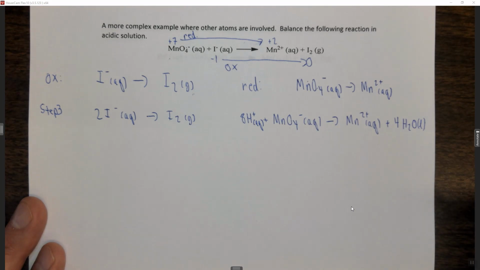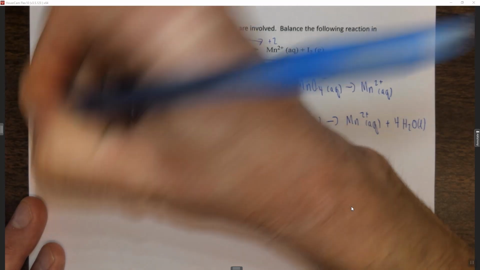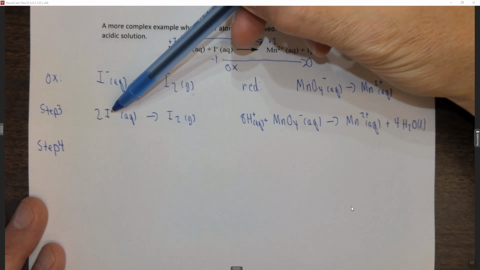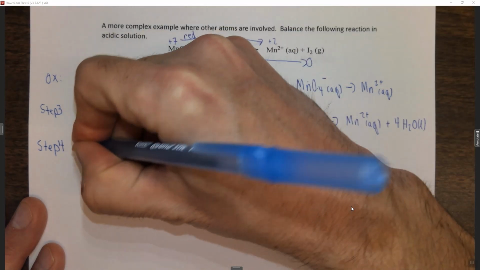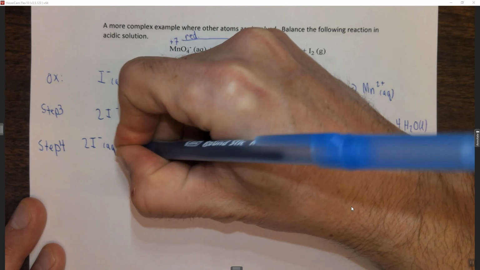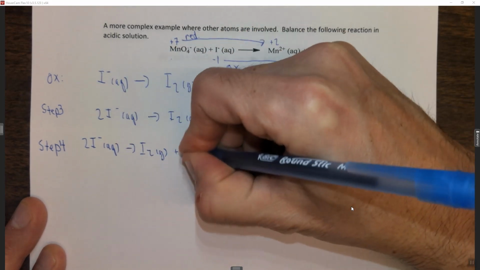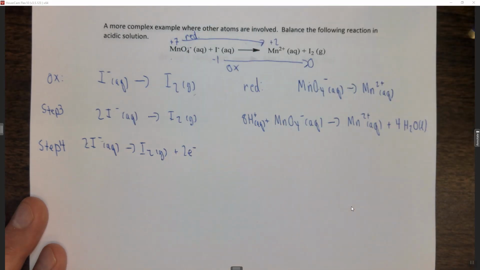So the next thing we need to do is add in the electrons to balance out the charge. So step 4 is to balance the charges by adding electrons. In this case, we have 2 minuses on this side and I2 on this side, no minuses. So we're going to get 2I minus aqueous yields I2 gas plus 2 electrons. Now we have 2 minuses and 2 minuses, they balance.